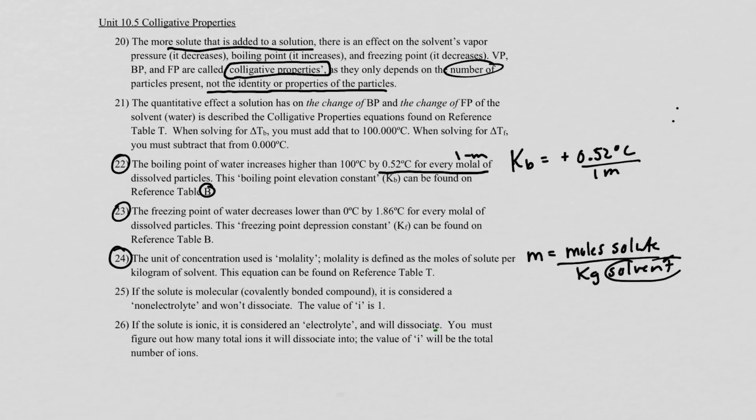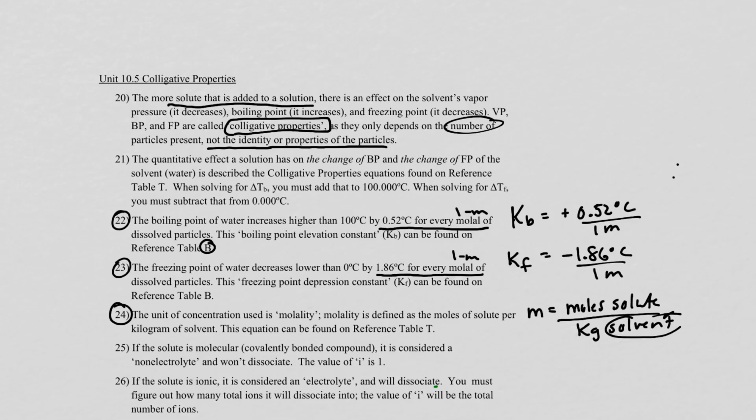The freezing point of water does just the opposite. It pushes the freezing point lower than 0 degrees Celsius. Quantitatively, for every 1 molal of solution, the freezing point will go down by 1.86 degrees Celsius. So this is called the freezing point depression constant, and it is equal to negative 1.86 degrees Celsius per 1 molal.